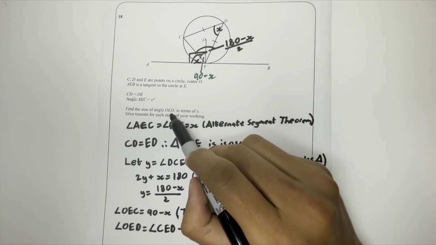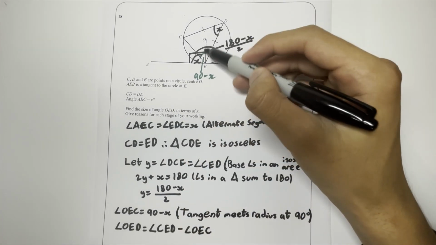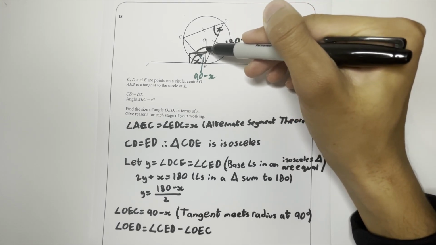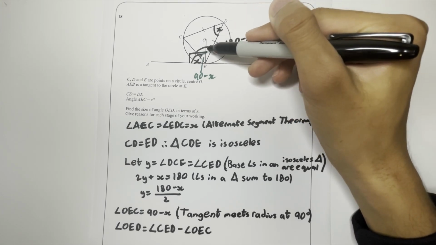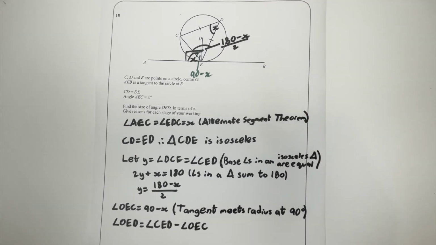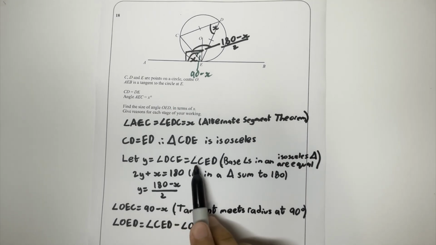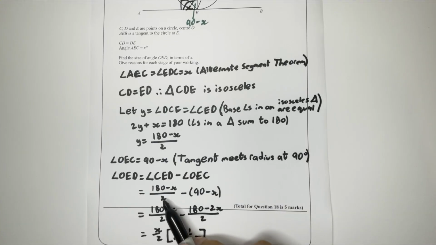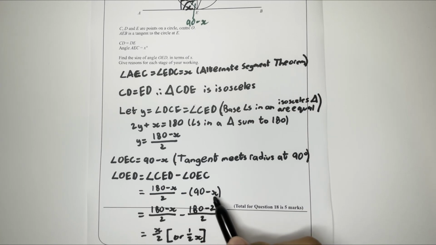Remember that we're trying to work out angle OED, which is this little angle over here. We can find angle OED by taking the big angle of this triangle, which is angle CED, and subtracting this little angle OEC to leave us with just the part that we need. We've already worked out these two angles. We worked out y, which is equal to CED, and OEC, which is equal to 90 minus x. So we can substitute in the expressions we have for these to see what our answer is. We have (180 minus x) all over 2 minus angle OEC, which is 90 minus x.